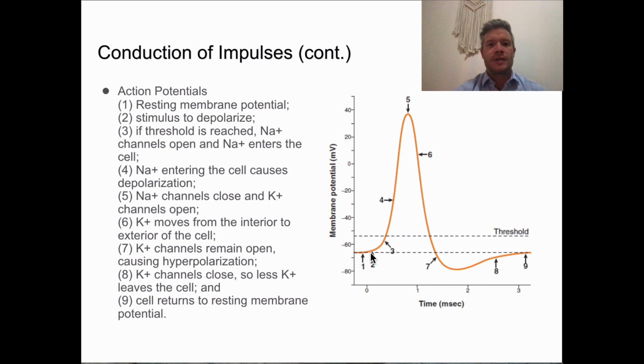Then what will happen is we get the stimuli to depolarize. And as that occurs, if we get enough of that signal from the dendrites and the cell body to undergo depolarization, we say that we've reached threshold. So when the cell has reached threshold, we get an all or none signal that gets sent down the axon.